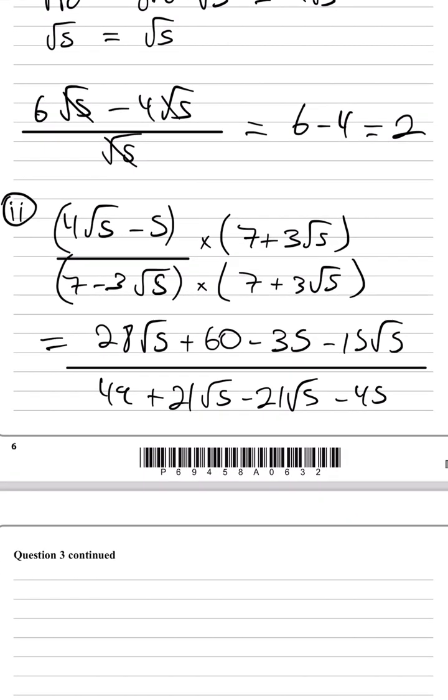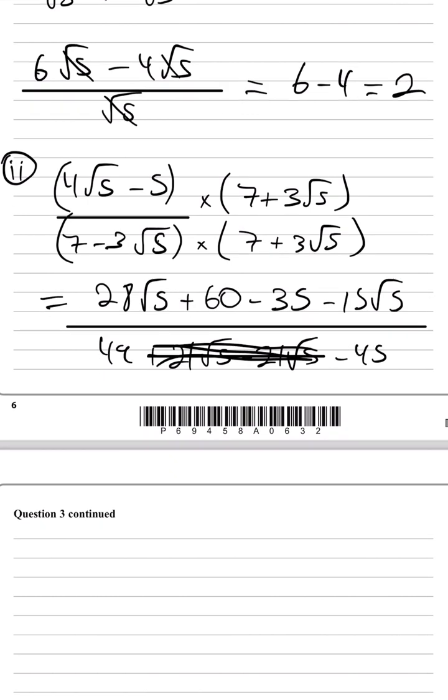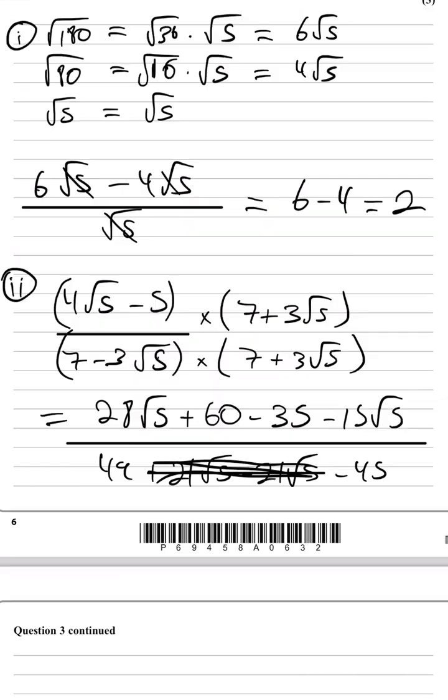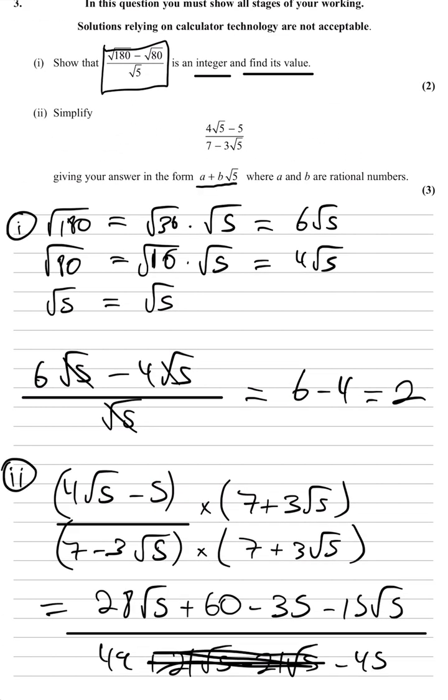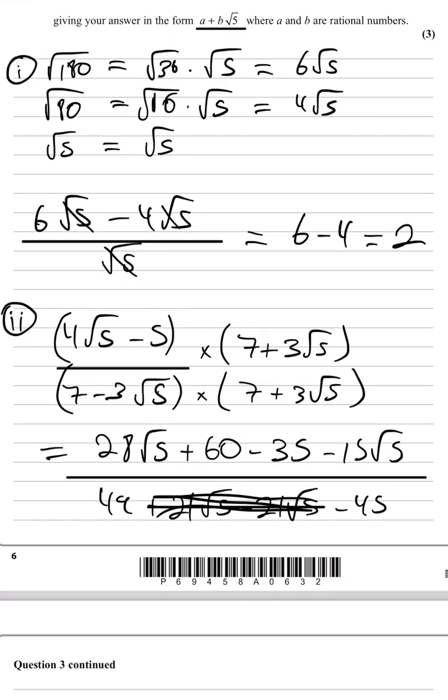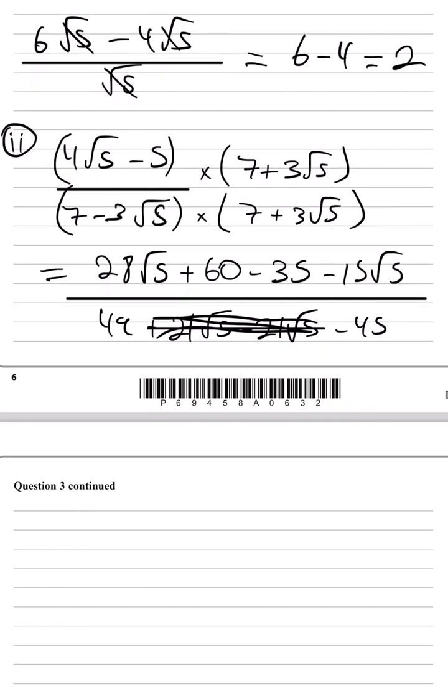And you can very clearly tell that these two cancel out, so we do not have any more radicals in the denominator, which is great. This is what we want, because it specifically stated that we want this form, and you're going to see by the end of this we're going to get that form. So we know that in the denominator we have 4, so we have 28 root 5 minus 15 root 5, so that's 13 root 5. 60 minus 35, which is 25.